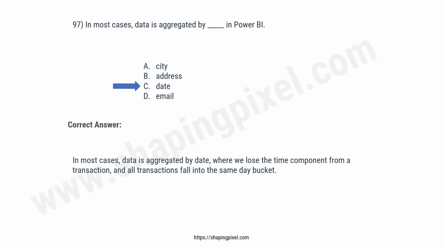Question number 97. In most cases, data is aggregated by dash in Power BI. And we have four options: city, address, date, email. So the right answer here is option C, date. In most cases, data is aggregated by date, where we lose the time component from a transaction and all transactions fall into the same day bucket.